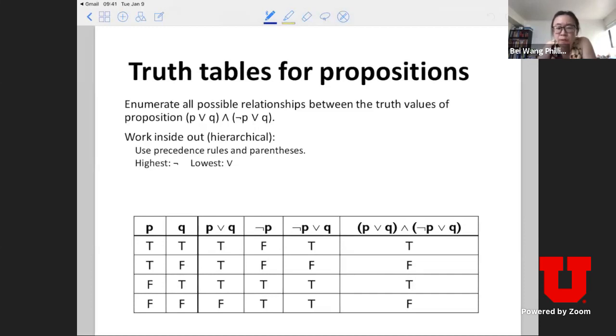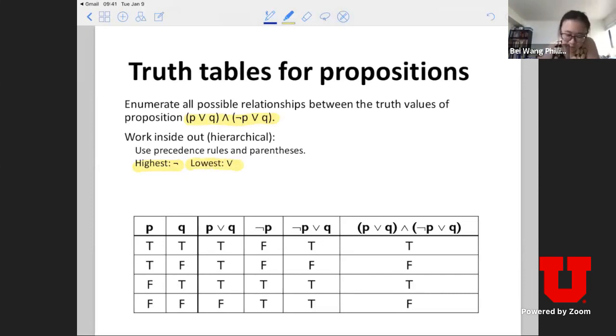The truth table enumerates all possible relationships among the truth values of the proposition variables. For example, in this case, this is a fairly complicated proposition that involves variables P and Q. The idea is to create a truth table with columns where the columns represent different parts of the proposition. And then you can do this in a hierarchical way. For example, the negation has the highest priority while the OR has the lowest priority.